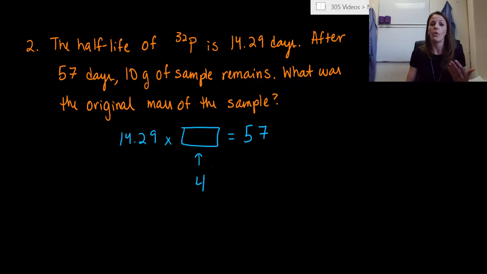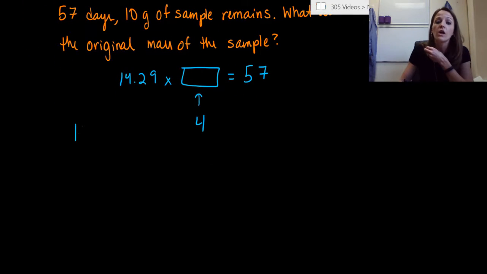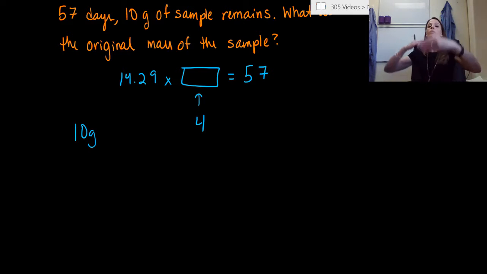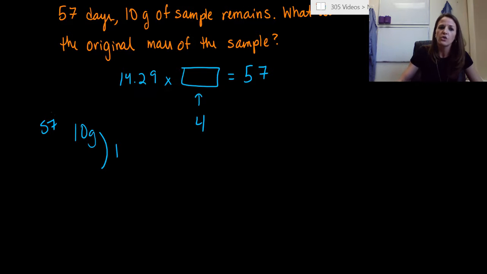So now what we know is that at the end of all these half-lives, of these 4 half-lives, we end up with 10 grams. So we have to work backwards here. So we're going to start with 10 grams, meaning that is what we ended with. So instead of dividing by 2, we're multiplying by 2. God, I hope this makes sense. All right, so we're starting with 10 grams, which is what we ended with. So then after it went through one iteration, we're going backwards, right? So we're going back in time. So on day 57, you have 10 grams.